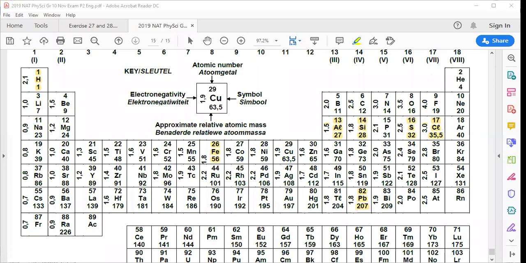Right, okay. Let's look at the empirical formula. What is the empirical formula?